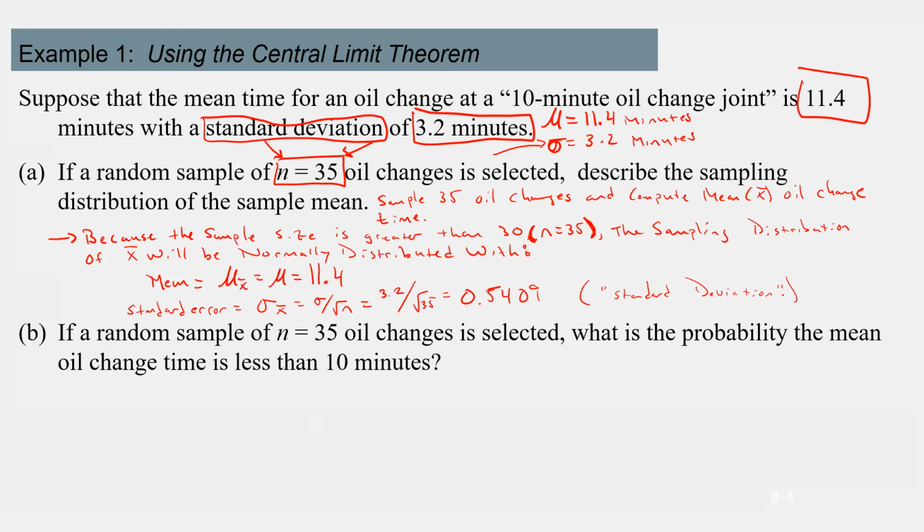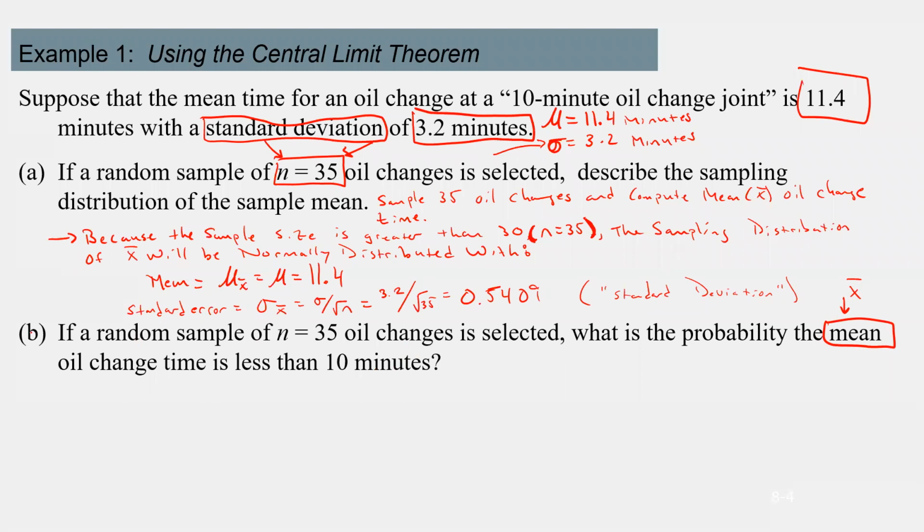All right, so now I'm going to ask you a probability question. And if you remember, was your homework just a bunch of probability questions related to the normal distribution? Yeah, it totally was. Okay, so this one is going to be just sounding a little different. So if a random sample of n is equal to 35 oil changes is selected, what is the probability the mean? So what this means is the X bar that you get, the mean oil change time, is less than 10 minutes.